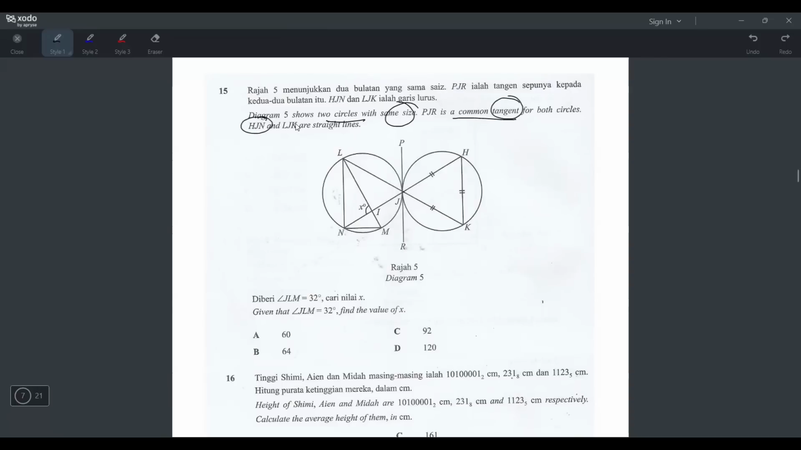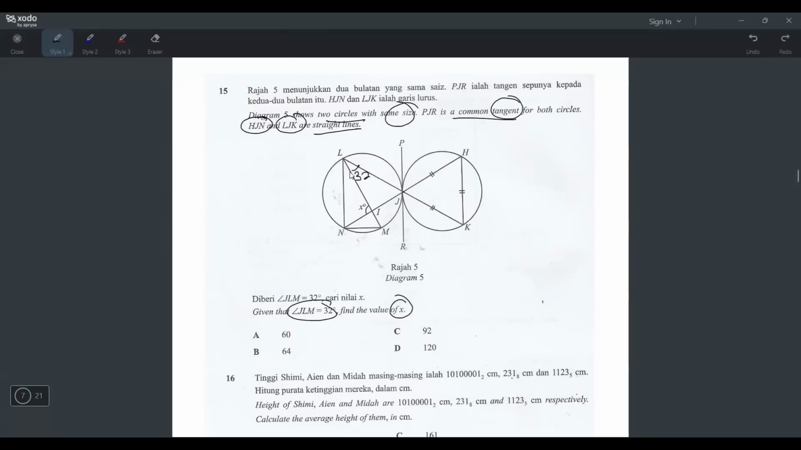Okay, then it says HJN, LJK are straight lines. Where? HJN, LJK are straight lines. Okay, fine. What else? Given that angle JLM is 32. Okay, we have to label JLM. Where? JLM is 32. So here. And then they say find the value of x. Okay, so how to do this, Christian?